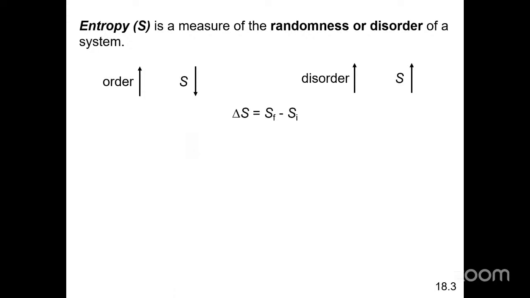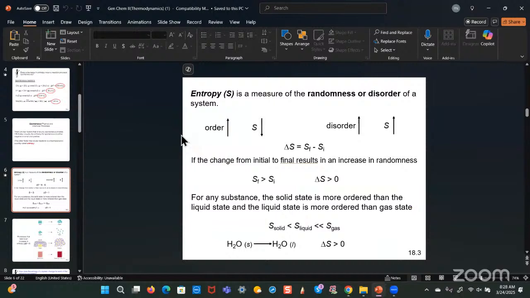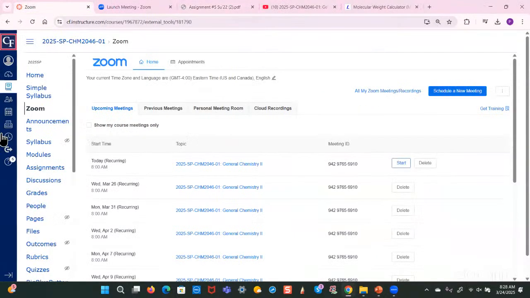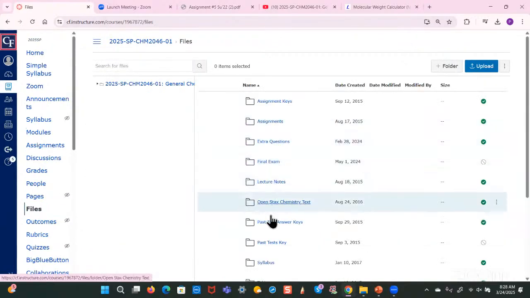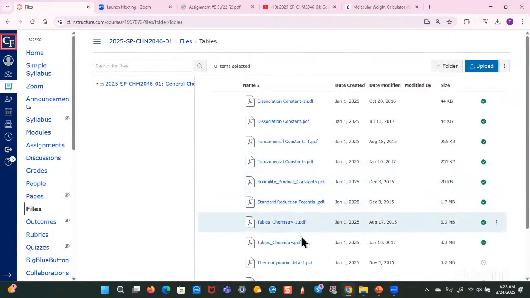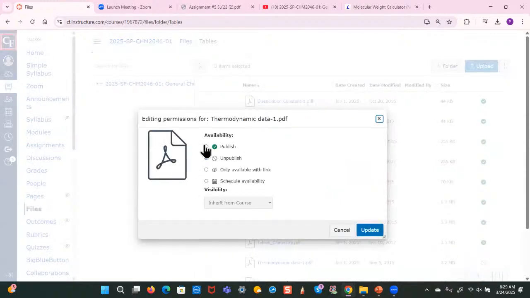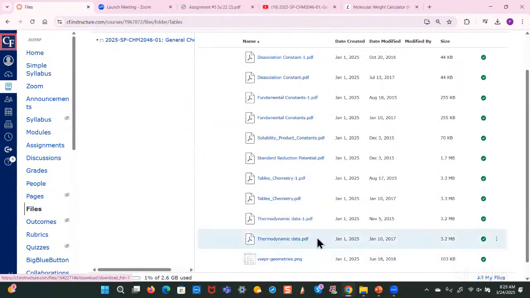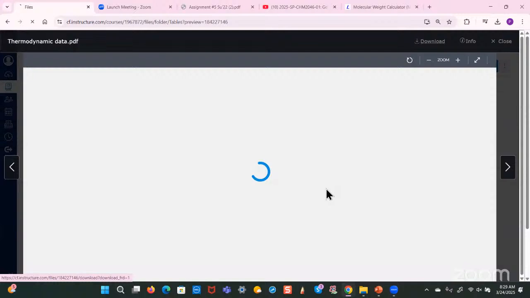In fact, there are tables, including the one that I've published in Canvas. Let me just show you where we can find that. So let me go to tables, and the thermodynamic data, which is not published, so let me publish it now. Oh, it was already published. Okay, that one is an extra copy, which I need to get rid of.